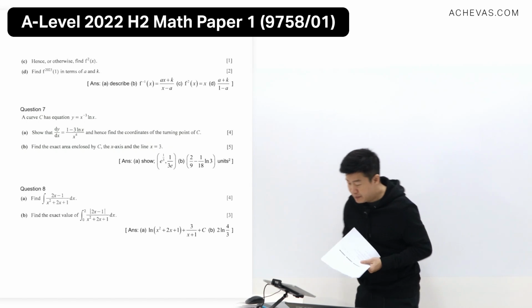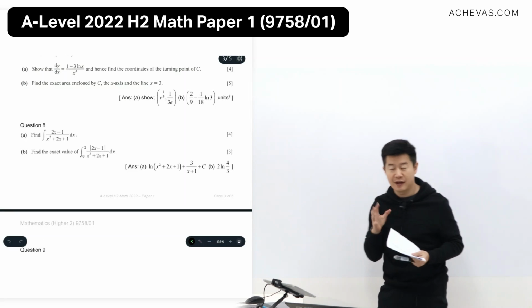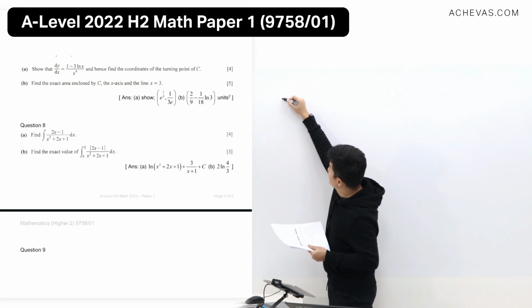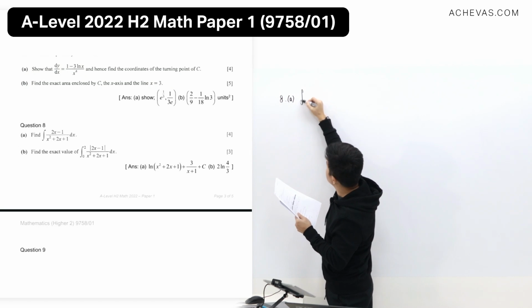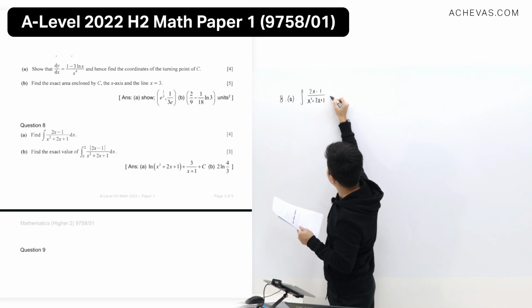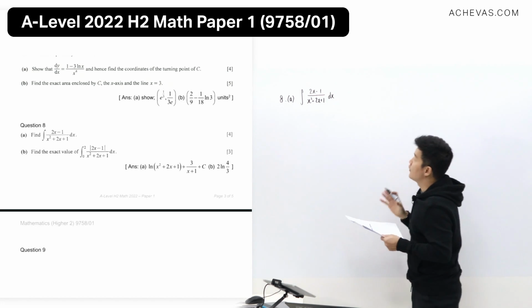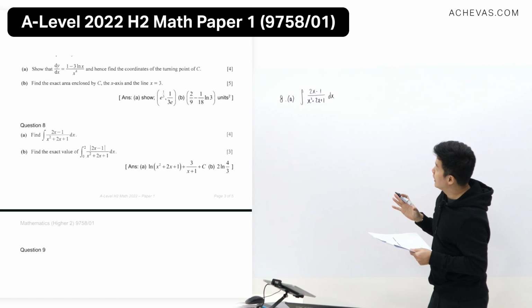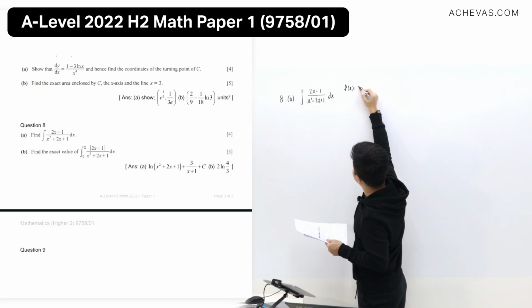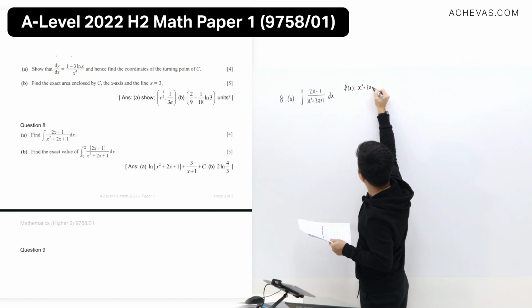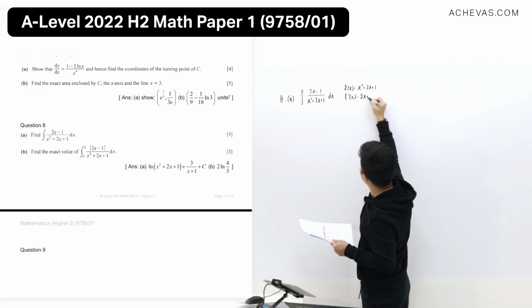Okay, let's check out question number 8 over here. It is another integration question. So in question number 8, we are first supposed to integrate 2x minus 1 over x squared plus 2x plus 1. In order for me to integrate this, I am going to try letting the denominator be f(x), which is x squared plus 2x plus 1. And if I were to try f prime x, it is 2x plus 2.